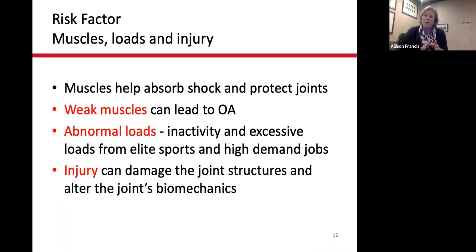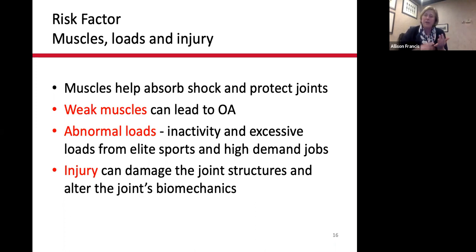And so when I say abnormal loads, I don't just mean excessive loads, although that can be. So if you were someone doing a very, very physical job for many years over a repeated period of time, or if you were doing an elite sport, like a track athlete or something like that. But also an abnormal load could be reduced activity. So if you were exceptionally sedentary, or if you had a period of illness that you couldn't exercise, or if something else had happened, that can actually lead to some increased osteoarthritis in that joint.